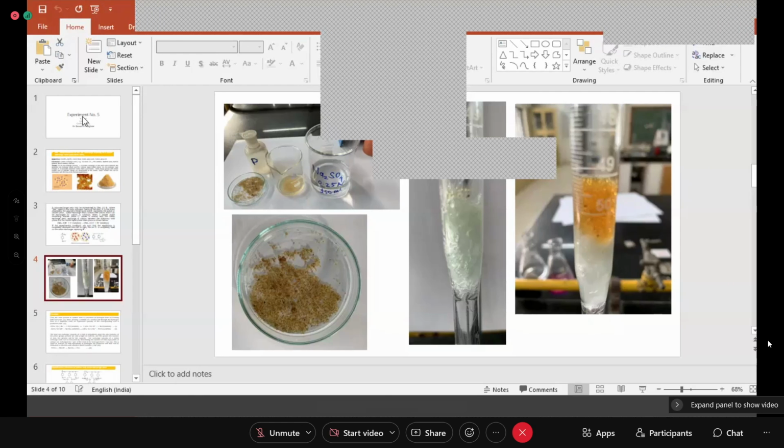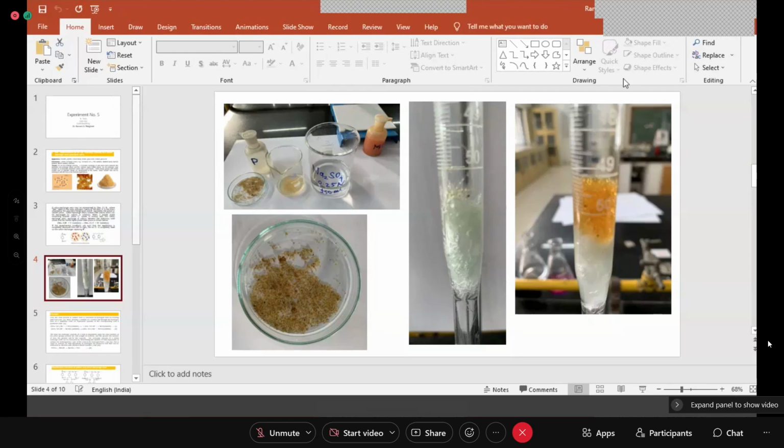Now you see, okay, this is the experiment part which came up.